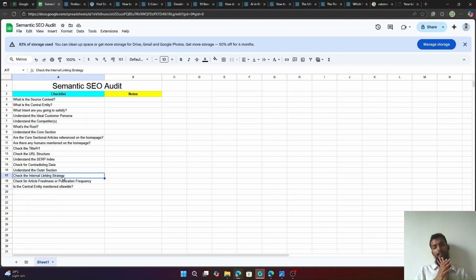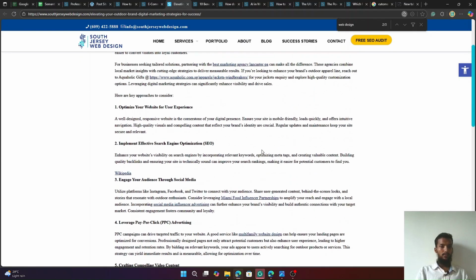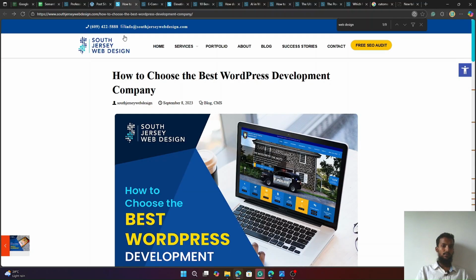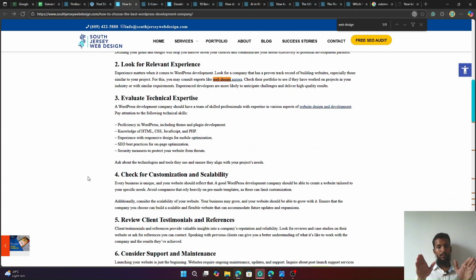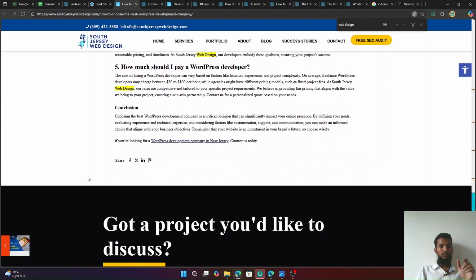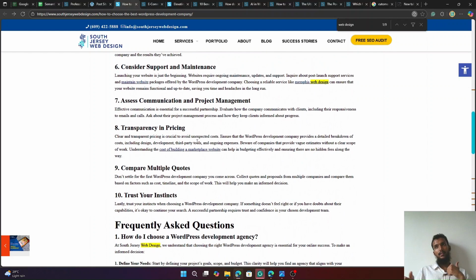So yeah, checking the internal linking strategies. Now, for example, let's go to this one, how to choose the best WordPress development. So they have, I think, a good internal linking strategy, because they are not linking that much, but sometimes they are linking. For example, they are linking to their contact us page from here. That's a good sign.